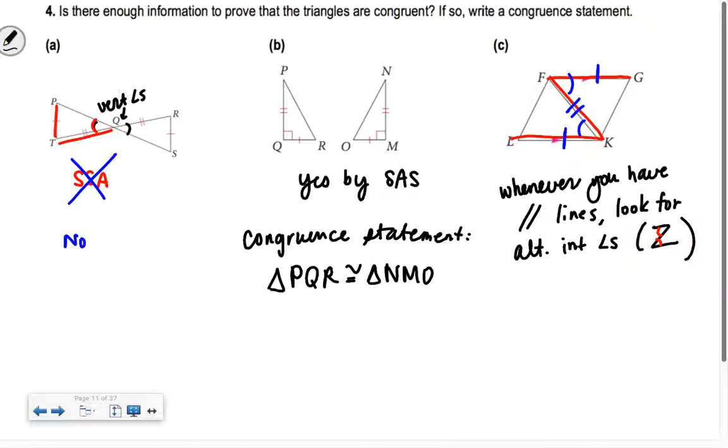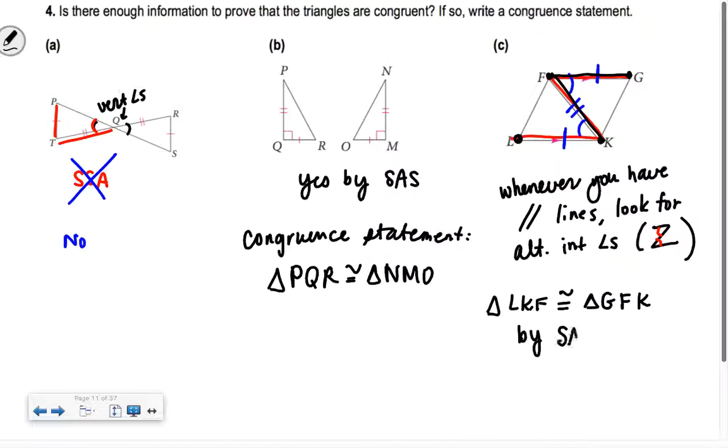Okay, so we're going to say that triangle. We've got to be kind of careful. If I go LKF for this triangle, I go through the one segment mark, angle, two segment marks. I want to go the same order for this next one: one tick mark, angle, two tick marks. So I'm going to do G, FK, like that.